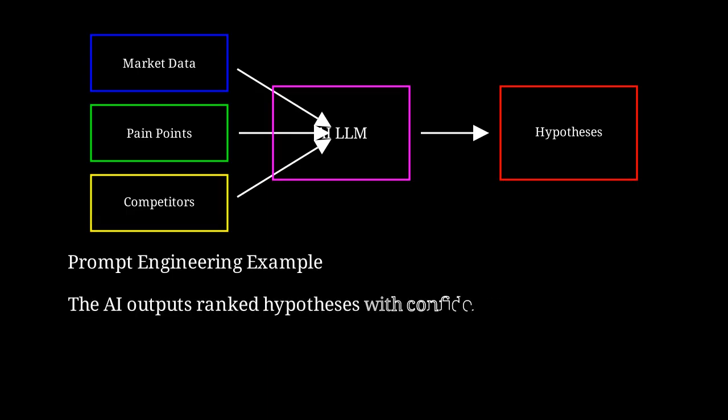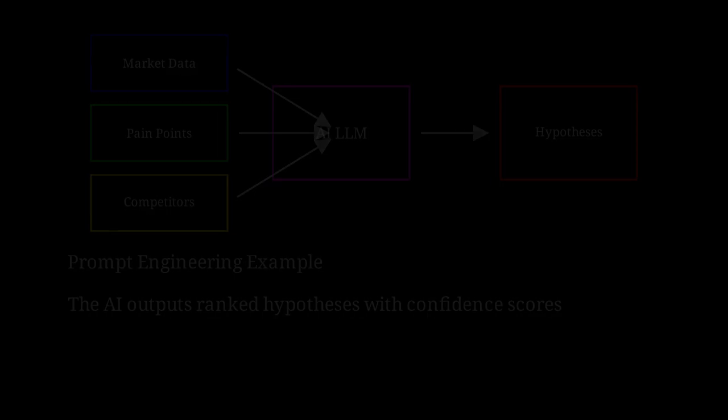The AI doesn't just output random ideas. Modern LLMs can provide confidence scores based on data density, market size estimates, and competitive landscape analysis. You select the hypothesis with the highest confidence score that aligns with your capabilities. Now let's move to component 2, the test. The test is your experiment design. It must be fast, cheap, and directly measure the hypothesis.